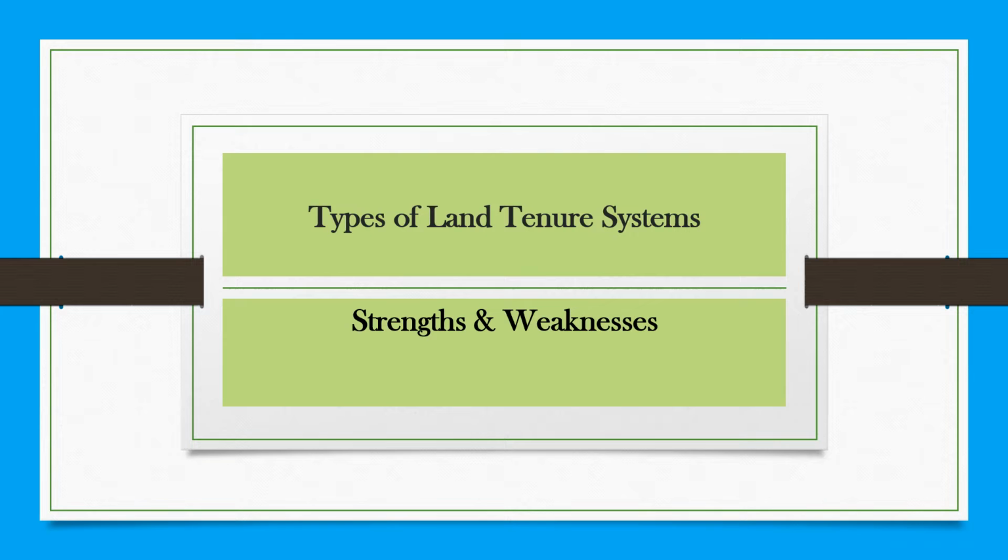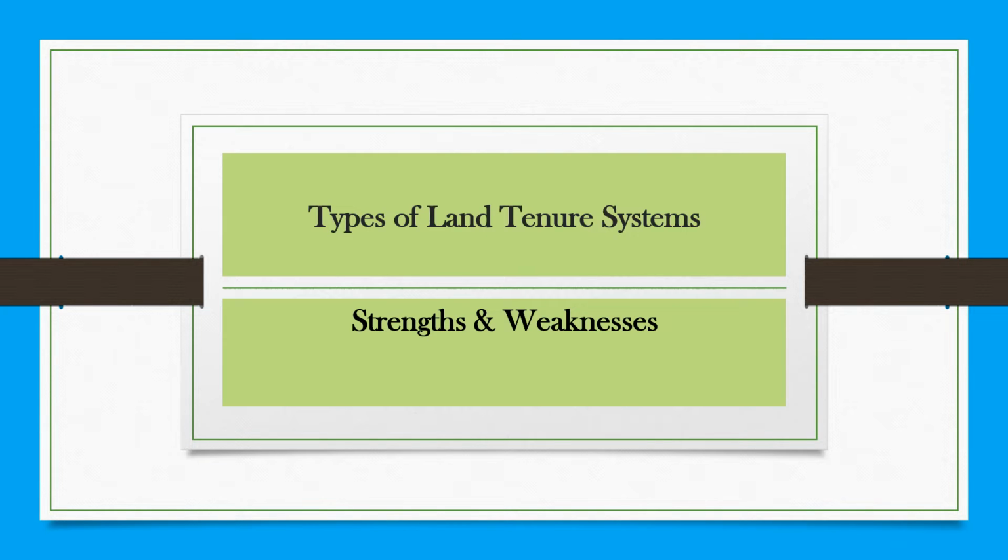Our previous discussion on land showed that land is a very, very important thing or resource because it plays political, social, economic, and even cultural values to a community, to a country, and even individuals.